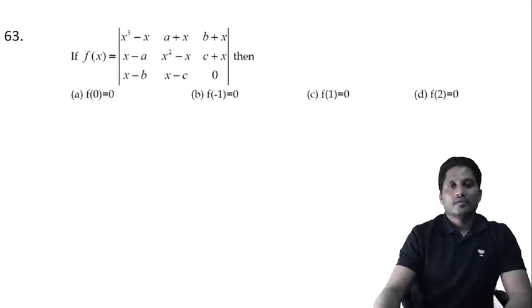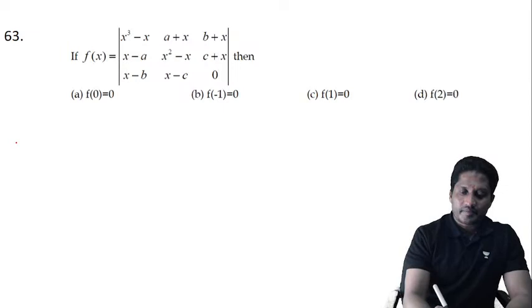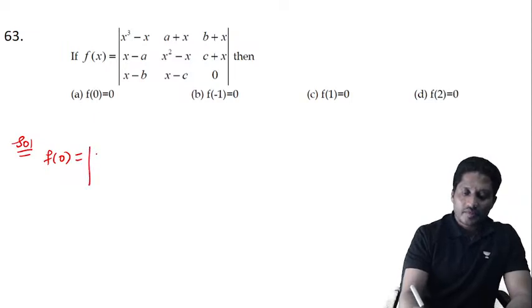Okay, question number 63. Even this was asked in 2020 paper. See, if I take suppose f of 0, you get determinant of 0 A B, minus A 0 C, you get minus B minus C and 0.